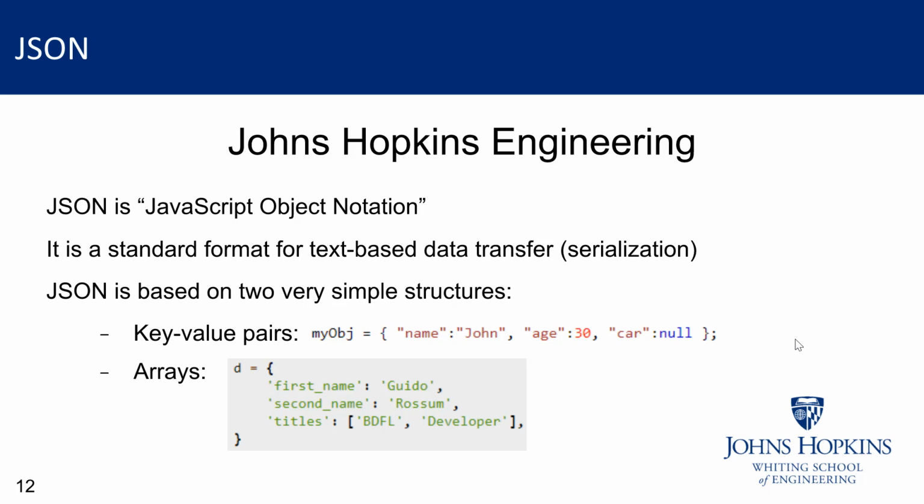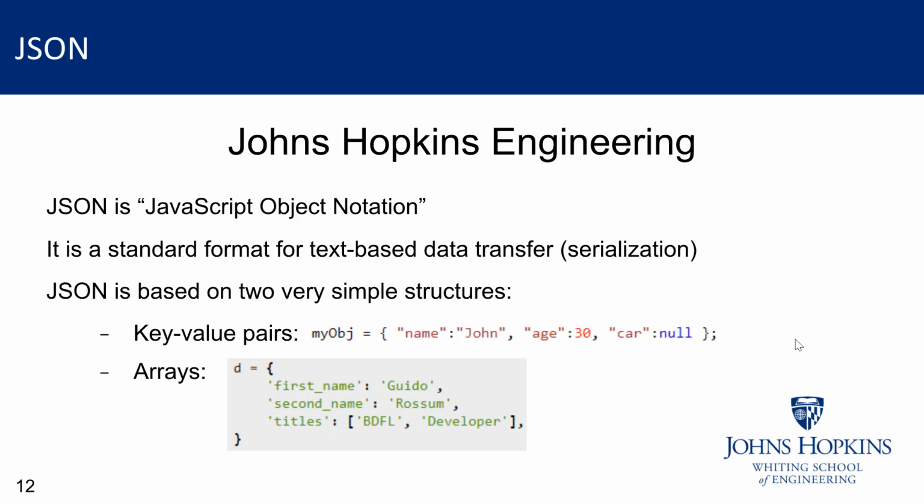So you see here, my object appears to refer to a person, and a person has a name. In this case, the name is John. An age, which is 30, and a car, which in this case is null. So it appears that John doesn't have a car. But you can see how we can use a number of key value pairs to represent this specific object. Very straightforward and very simple.